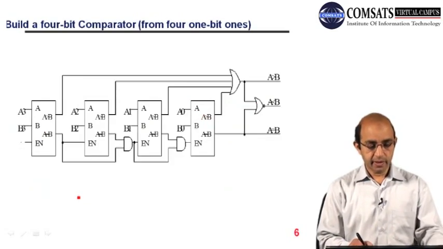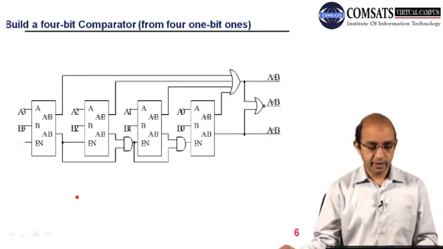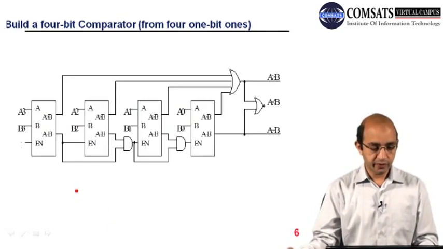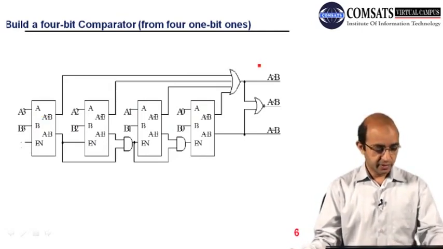And then we can also design a circuit that can compare more than 1 bit. So here you can see that the 1-bit comparators are connected or cascaded in such a way that we can have a circuit that can compare more than 1 bit. So here we have a 4-bit comparator, right?